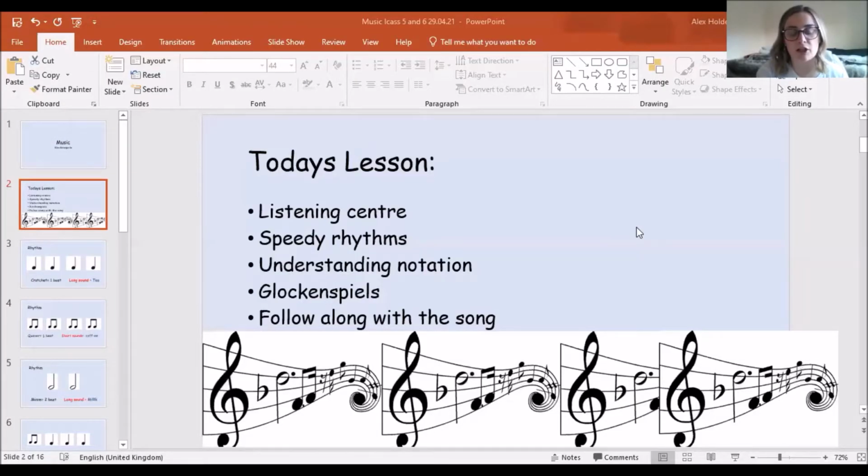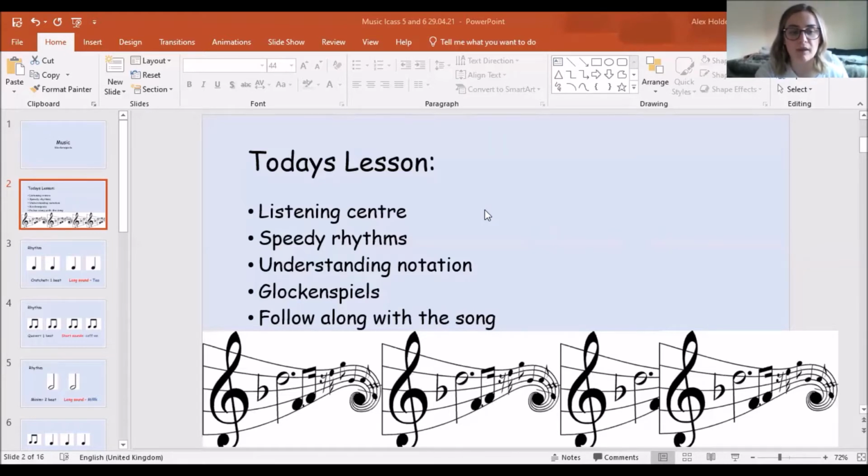So today is your last music lesson online and hopefully the next time you see me I will be in your classroom. So let's have a look at the PowerPoint and see what we're going to be getting up to today. So the first thing that we're going to do is a listening activity. So we're going to listen to a section of a song and we're going to have some musical instruments in front of us and we're going to decide as a class which instruments we might have heard in that song.